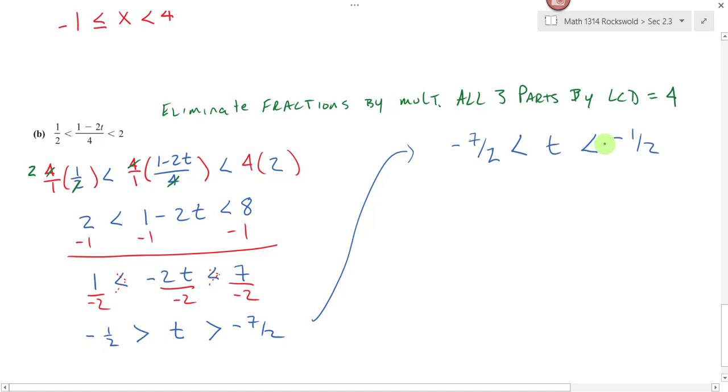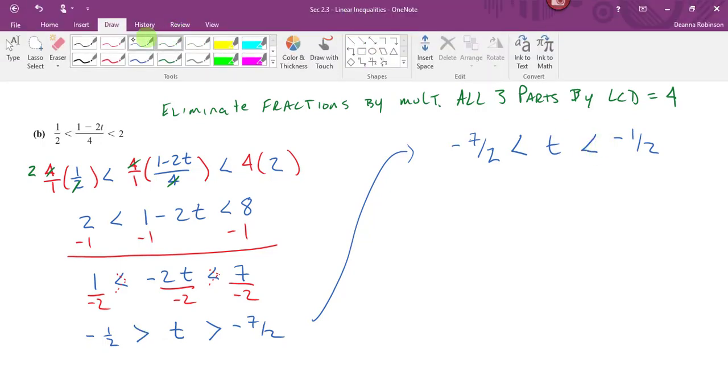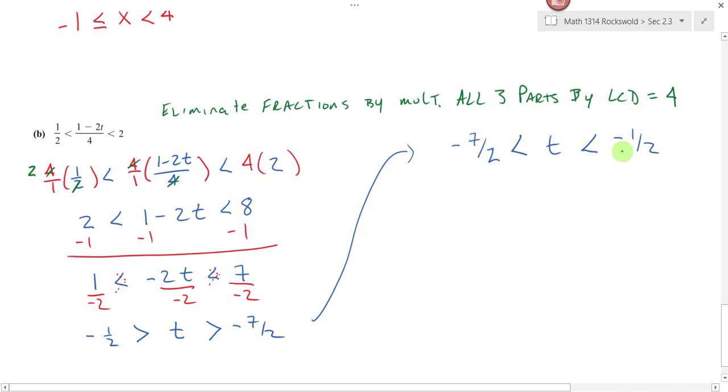So this is going to look like this, and that would be your answer using an inequality or set builder notation. How would I write my answer using interval notation? Parentheses, not a bracket, because I don't have an equal to. Negative 7/2, comma, negative 1/2, parentheses, and that would be my final answer.